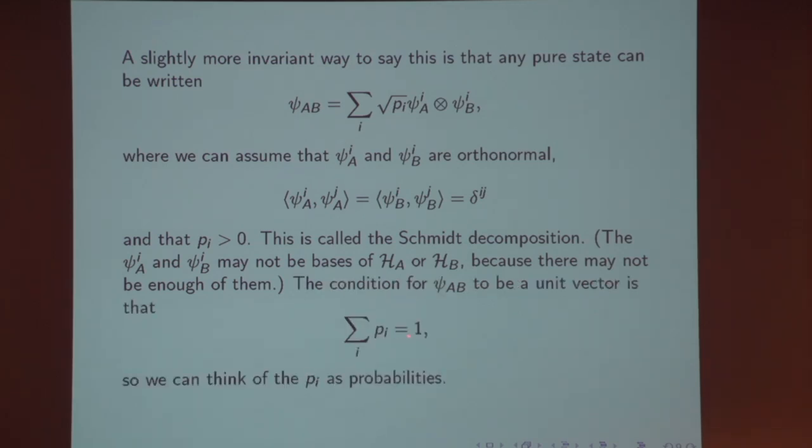The condition for psi_AB to be a unit vector is that the sum of the p's is 1, so we could think of the p's as probabilities. If you're planning to observe only the A system, you would describe the situation by saying that with probability p_i, the unobserved system is in the state psi_i^B, and your system is in the state psi_i^A.